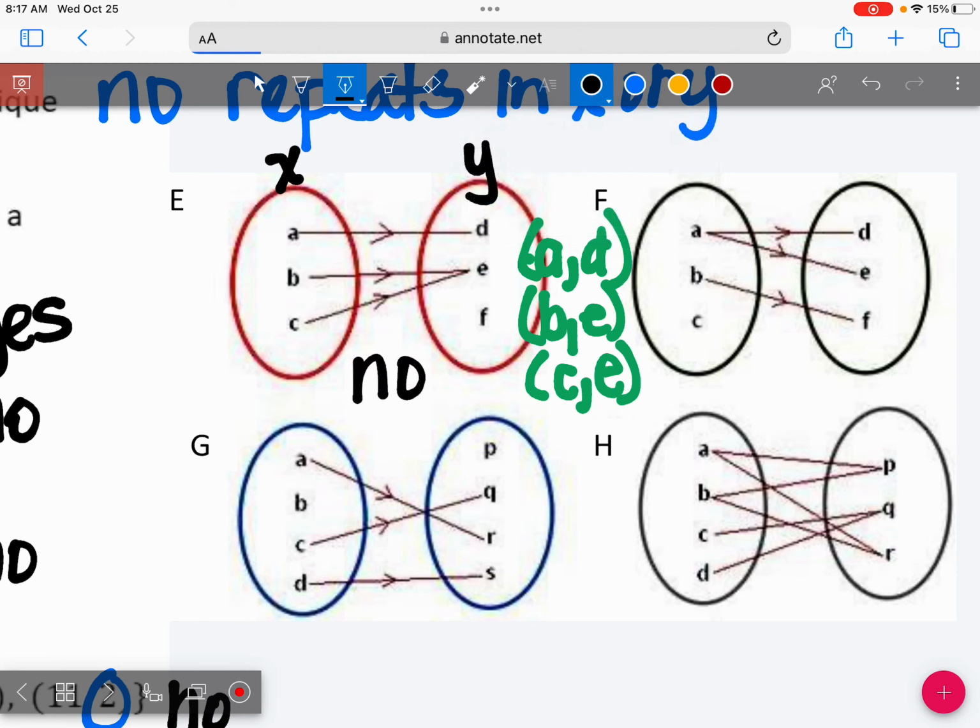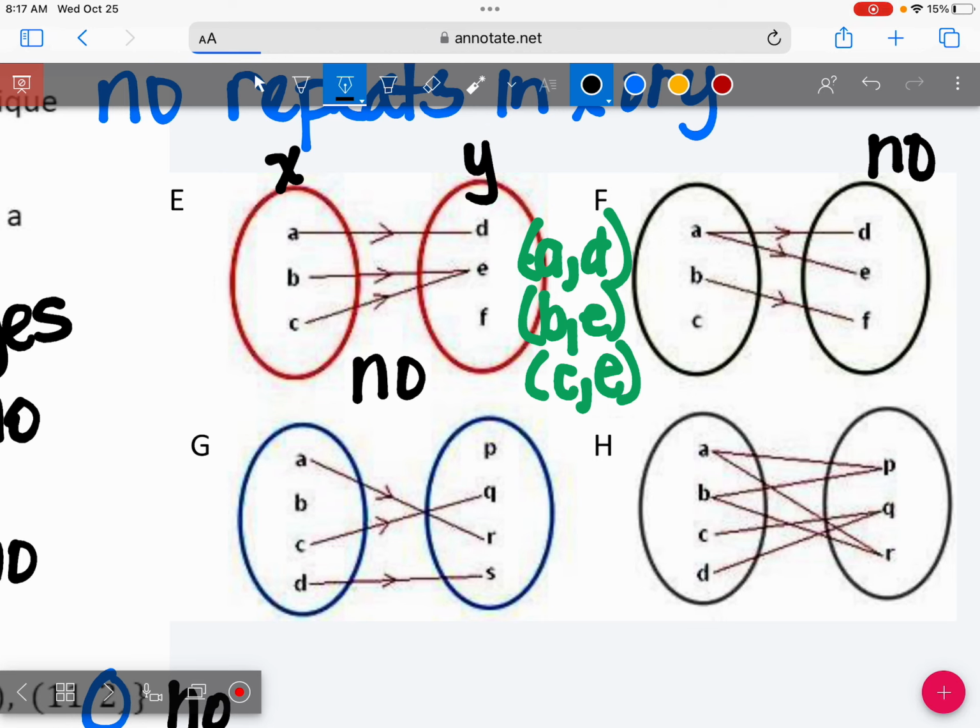All right, when I look at F, let's look at this one here. I can tell immediately that A is repeating because I have two lines coming off that point A. So there's a point for AD and another point for AE. So A is repeating, so that's a no. So E is no, F is no. What about G? G is a yes.